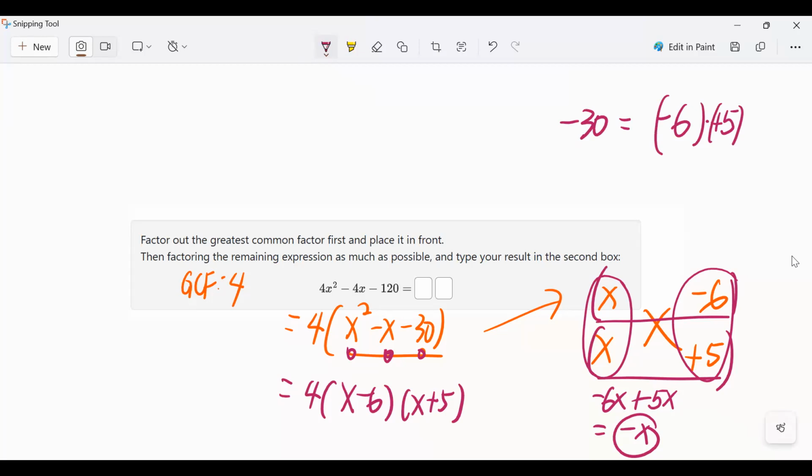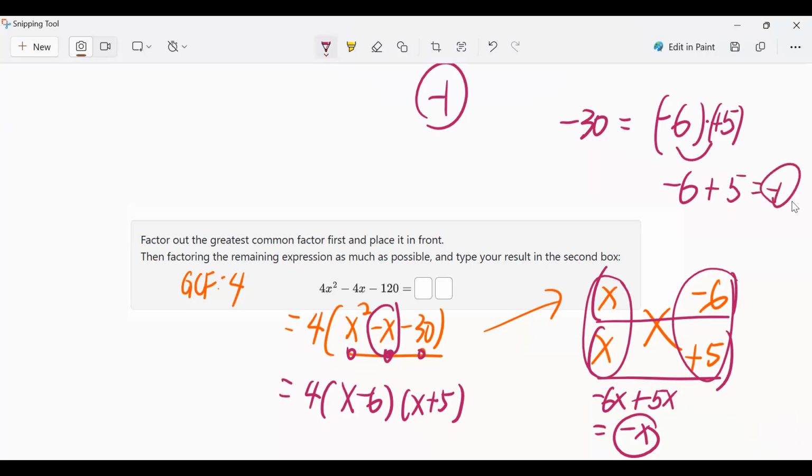Are you following so far? Yeah. Okay, very good. And then if you look at this, why does it have to be 6 and 5? Because our middle term is negative x, meaning you only get -1. Meaning when you combine these two numbers, it should be -1. If you add -6 plus 5, you get -1. That will match with the middle coefficient here.